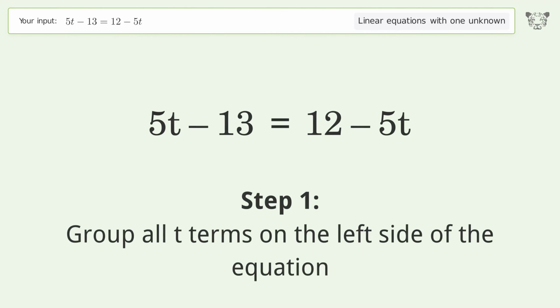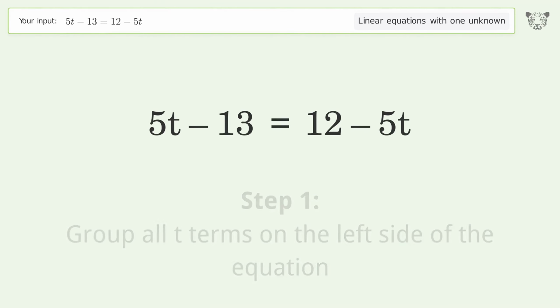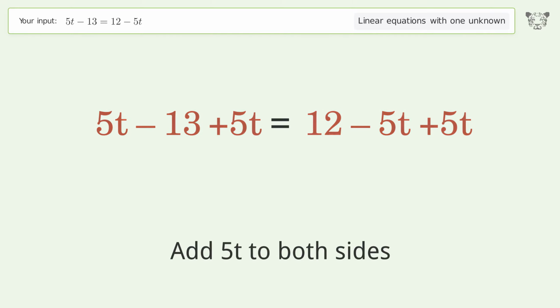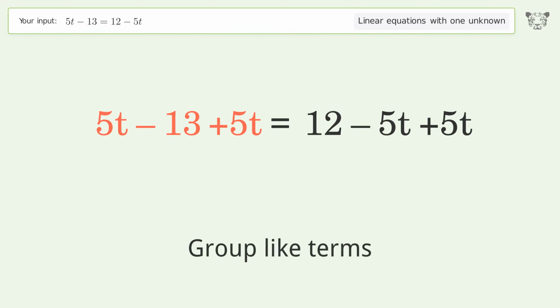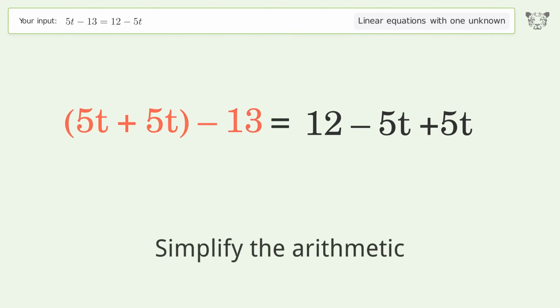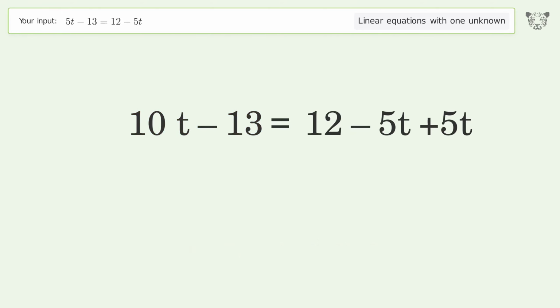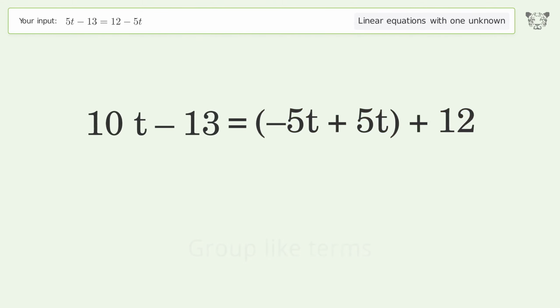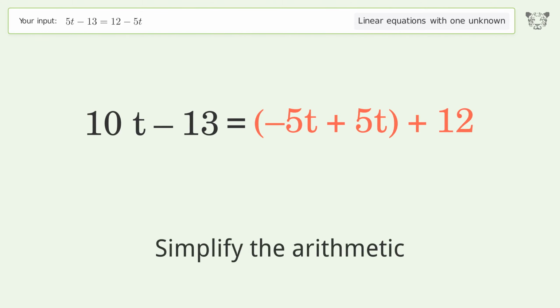Group all t terms on the left side of the equation. Add 5t to both sides. Group like terms. Simplify the arithmetic. Group like terms. Simplify the arithmetic.